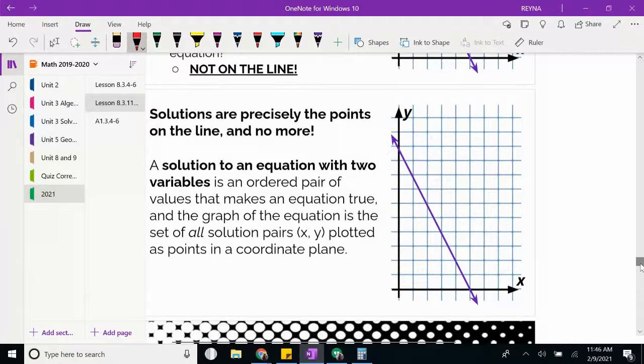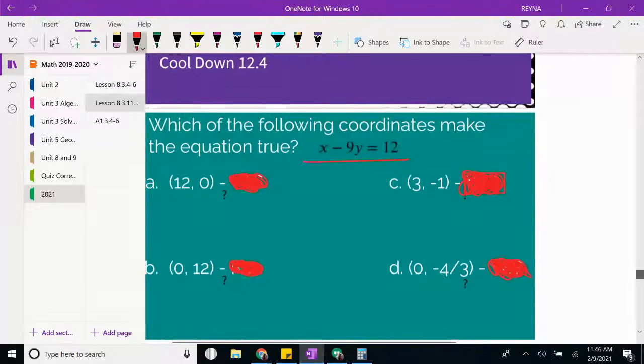A solution to an equation with two variables is an ordered pair that makes it true. If you're looking at a graph, it is all the points on that line. So what if we don't have a graph? So what we do is we take our points and we put them into our equation.